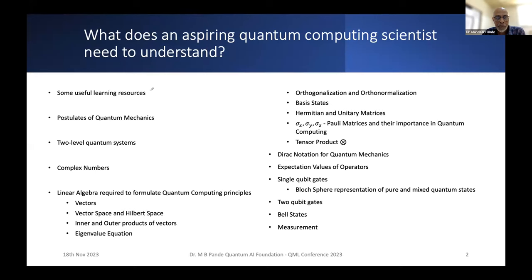I will start my talk by talking about some very useful learning resources, which I have gone through myself. And then I will give a context as to why and what kind of mathematics is required by actually talking about the postulates of quantum mechanics. A specific system called two-level quantum systems, I will give you over your context. So this will set a context about why the kind of maths we talk about is required to understand quantum computing.